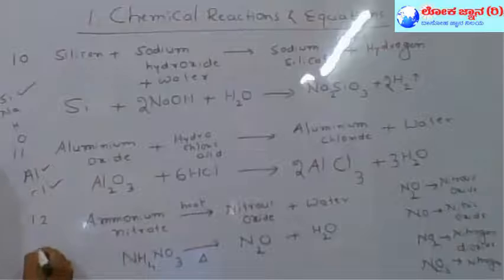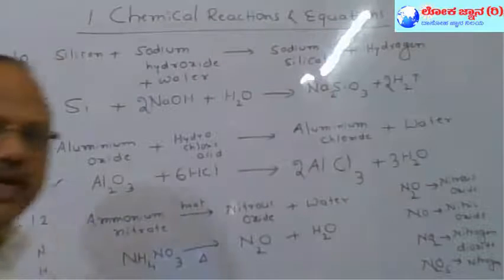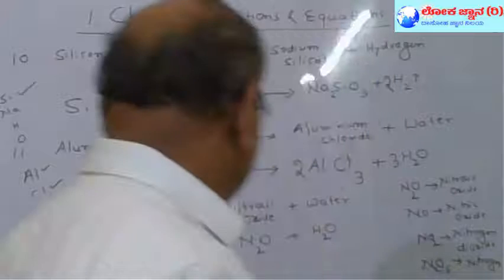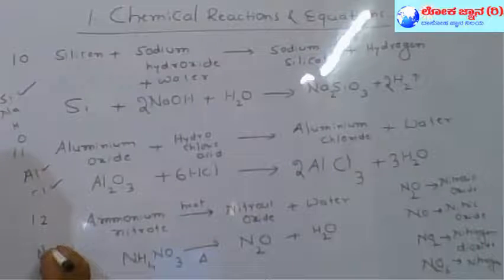Now balance the equation. You have to balance only two. One is nitrogen, sorry, hydrogen, then you have oxygen. Balance one by one. How many nitrogen atoms on the right? There are two nitrogen atoms on the right. How many nitrogen atoms on the left? Two. Nitrogen atoms are balanced.